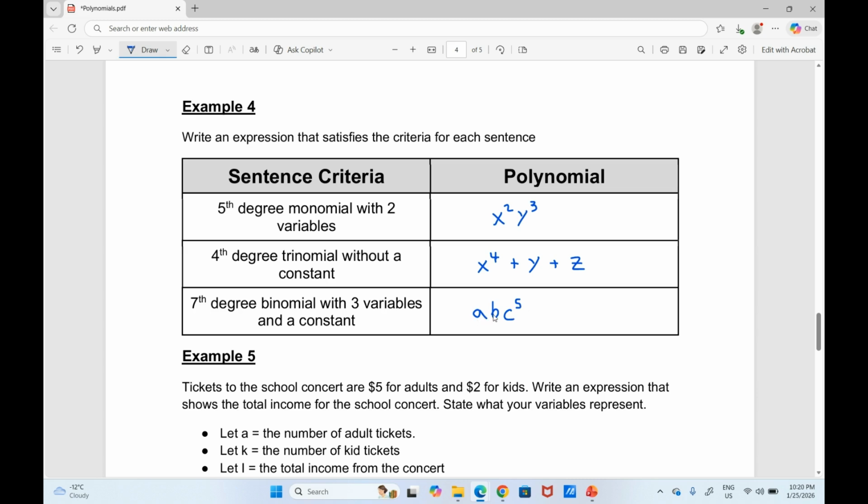And I have 3 variables. A binomial means I have 2 terms. So let's just use a plus sign here and write a constant. Any constant would do. So let's just go 2. So this would satisfy the condition for the last row.